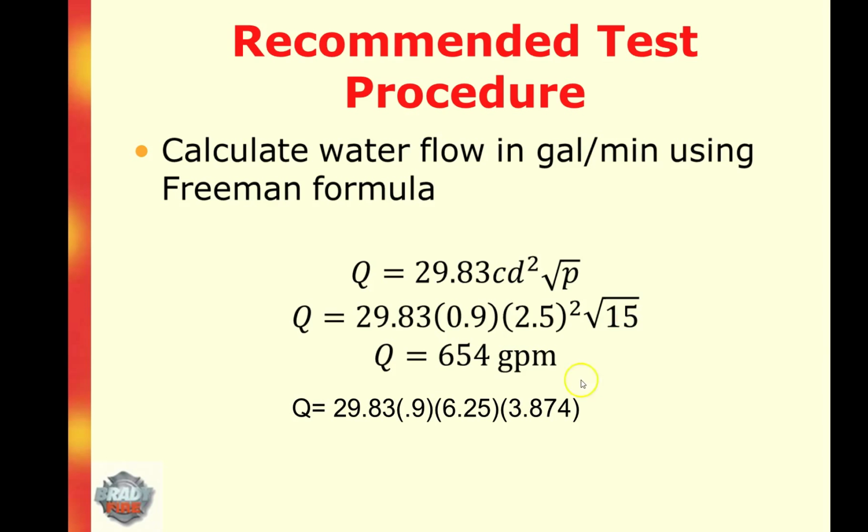The square root of 15 is 3.874. If you multiply 29.83 times 0.9 times 6.25 times 3.874, you come up with 654 gallons per minute, or close to that because the square root is rounded off.